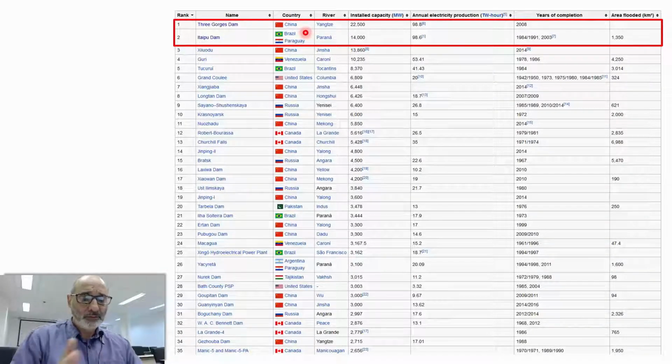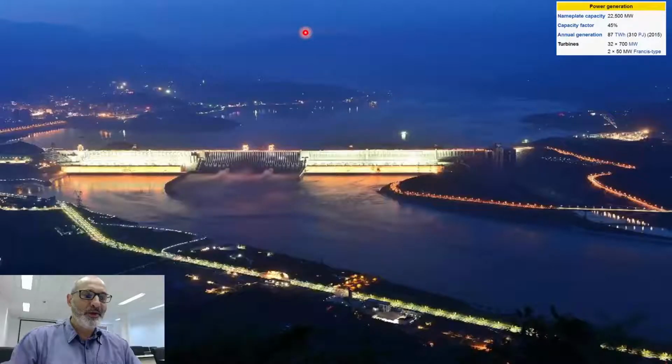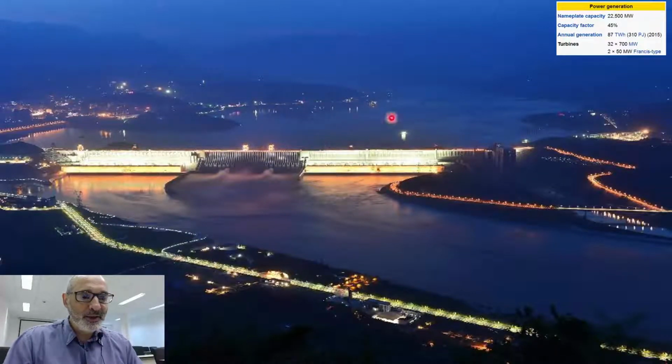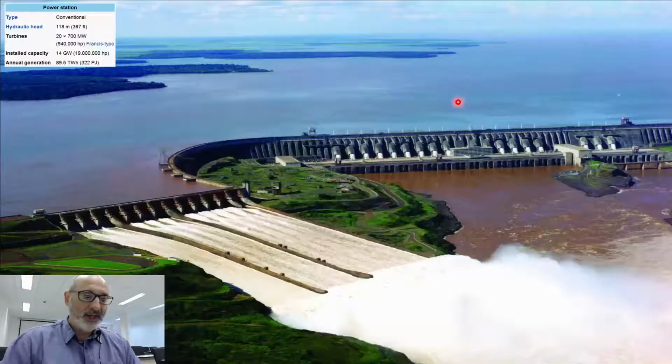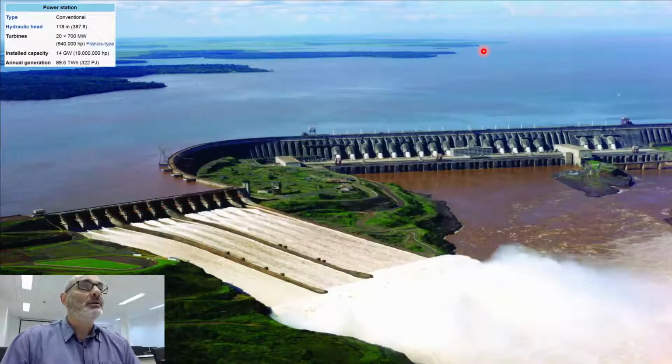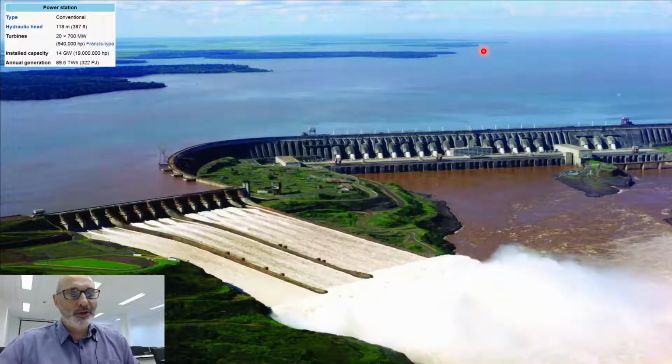But let's continue with the scenario comparing Three Gorges. Here's a picture of Three Gorges in China. What I want to emphasize is that the river is surrounded by mountains, and this is going to affect the geometry of the reservoir. Itaipu, on the contrary, is a very flat region, so the reservoir is going to be very different in characteristics. I'm going to elaborate a little more in a few moments.